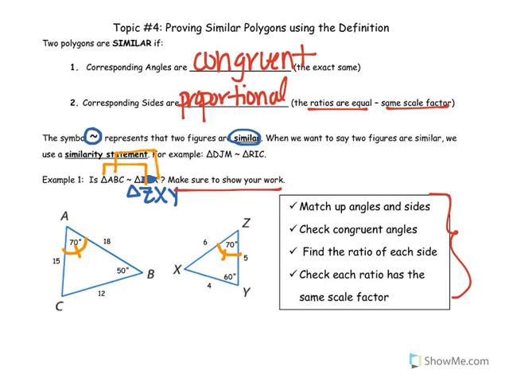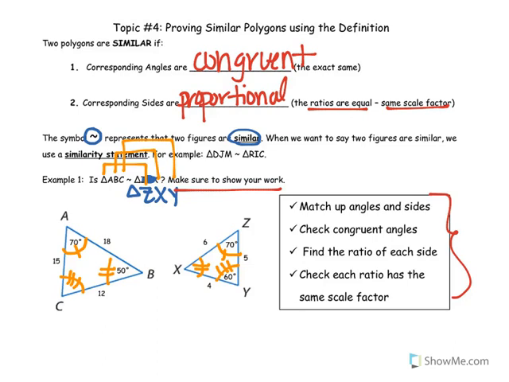B should go with X. Angle B is 50. Oh, I don't know angle X yet, okay? But I'm hoping that it's 50. Okay, and then last but not least, C should go with Y. So I'm going to put 3 tick marks on C and 3 tick marks on Y. And again, I don't know angle C, but I should look for it.